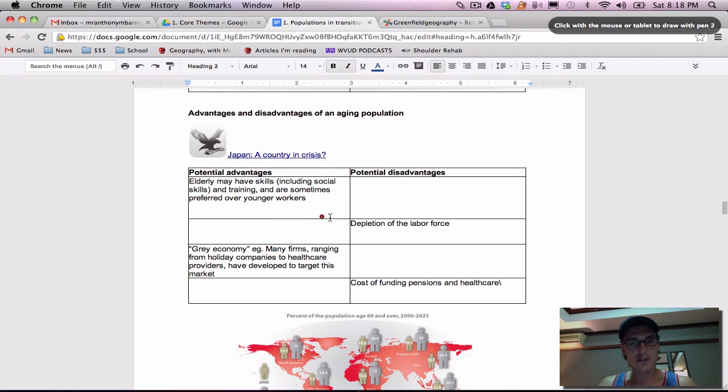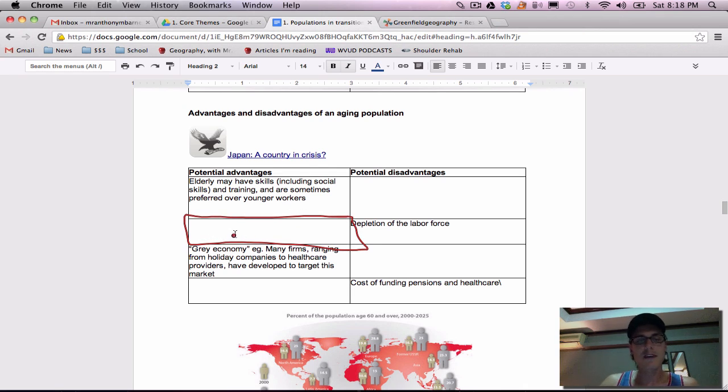And the last thing, of course, like I said, be a geographer yourself, fill in these boxes if you can think of your own advantages and disadvantages of having an elderly population.